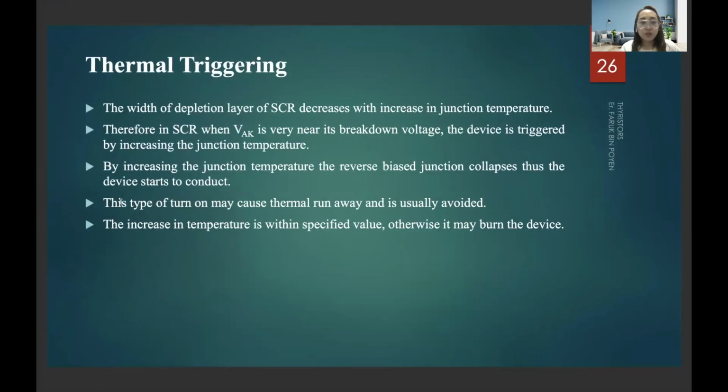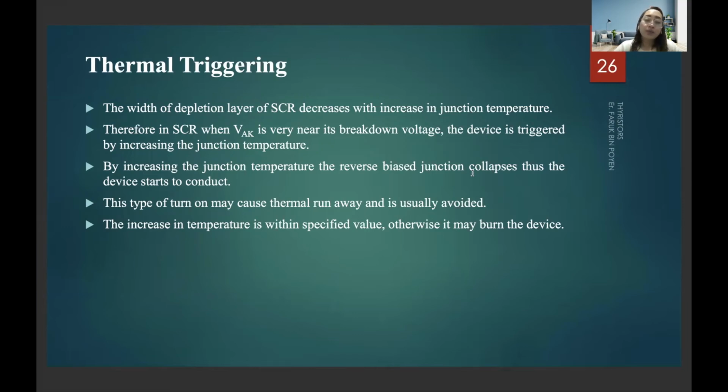Voltage rate triggering. So, thermal triggering: the width of the depletion layer of the SCR decreases with an increase in junction temperature. Therefore, in an SCR, when the anode to cathode voltage is very near the breakdown voltage, the device is triggered by increasing the junction temperature. By increasing the junction temperature, the reverse-biased junction collapses. Thus, the device starts to conduct. This type of turn-on may cause thermal runaway and is usually avoided. The increase in temperature must be within the specified value, otherwise it may burn the device.